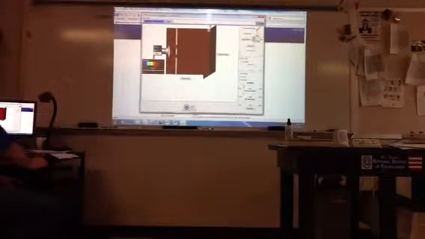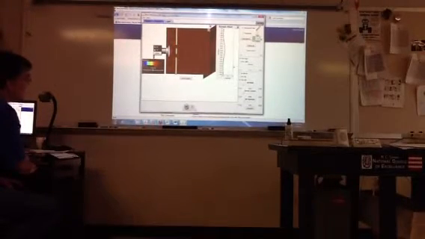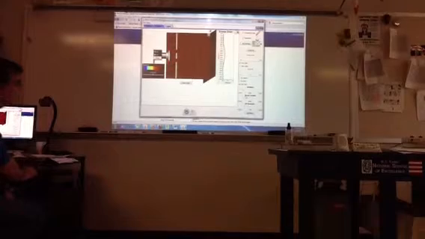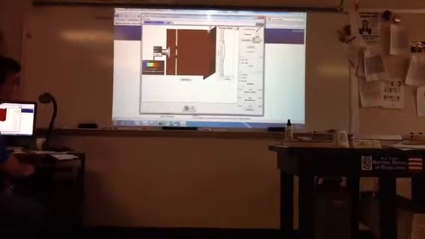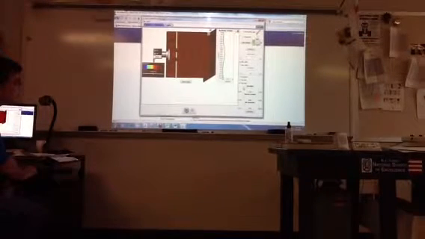Alright, so now you can see the screen right there. And what you're seeing on the graph is the intensity. Let's see if I can change it just a little bit here.